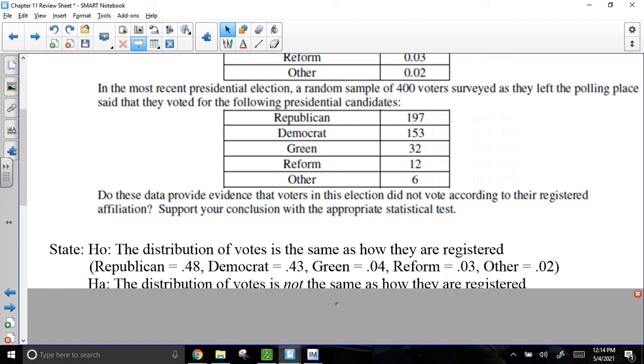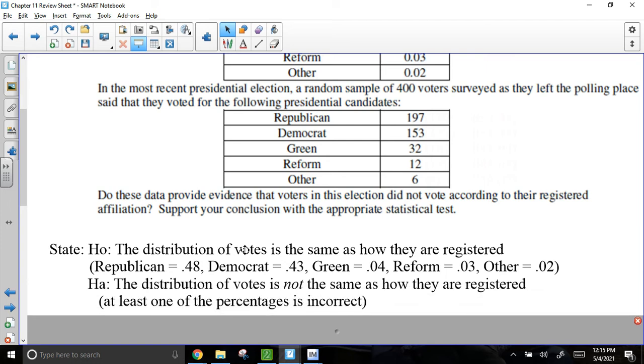So there's a couple ways to write it, but here's how I wrote my null and alternative hypothesis. I went ahead and said the distribution of votes is the same as how they registered. When you're writing the null hypothesis here, you want to assume that these percentages they set up here are indeed true. So it's kind of a tricky way to say it, but I just said the actual distribution of actual votes is the same as what they registered as. And I went further and said Republican is 48%, Democrat is 43%, Green is 4%, Reform is 3%, and other 2%, just like it's claiming in the top portion.